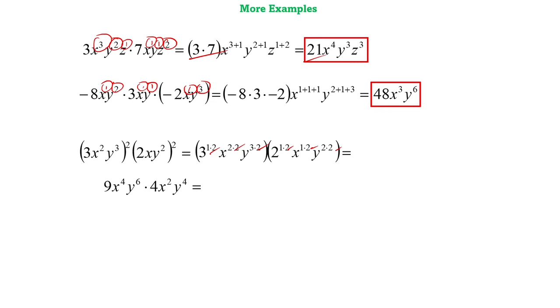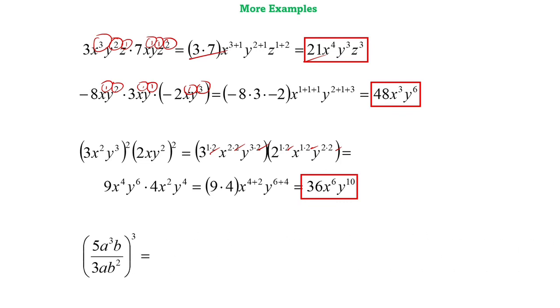Hindi pa po tapos kasi pwede pa natin siyang i-simplify. 9x raised to 4, y raised to 6 times 4x squared, y raised to 4. So, 9 times 4, labas lang natin. And then x, add lang po natin yung exponent ni x which is 4 and 2, y which is 6 plus 4. So, that will become 9 times 4 is 36. So, x raised to 4 plus 2 is 6. Y raised to 6 plus 4 is 10.